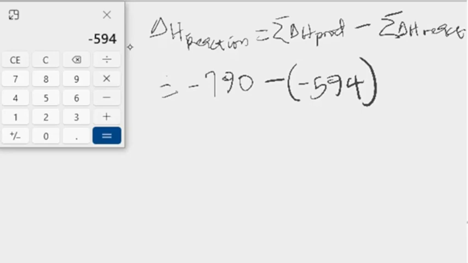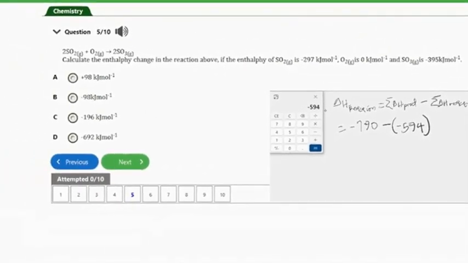Negative 790 plus 594, that would be a negative 196. So that's negative 196. So guys, viewing it right here, we have this answer to be option C. So guys, that's the answer to this question. Option C here is the answer to this question.